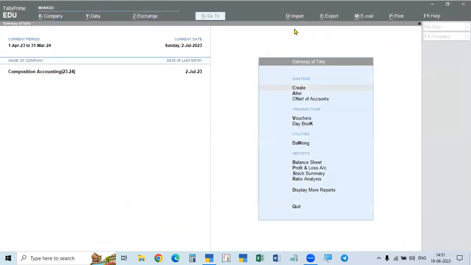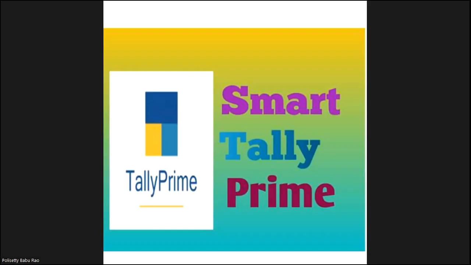So this is our topic for today, that is the second part of the composition scheme. The first part is for purchases, and the second part is for sales, GST reports and payment of tax. This is the second part. With this, our composition scheme topic is completed. The next topic, we will go for reverse charging mechanism.